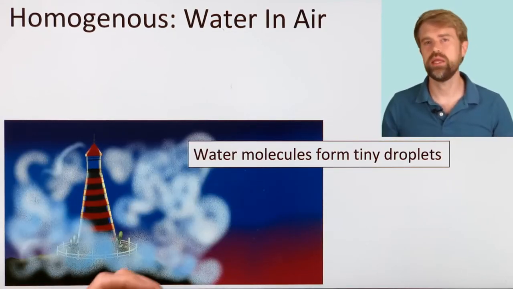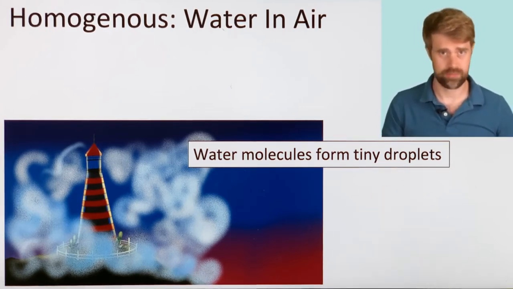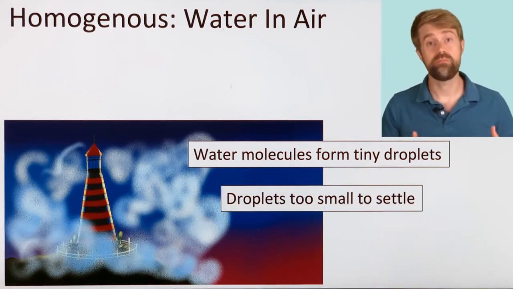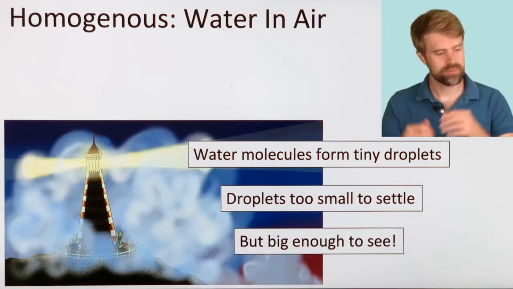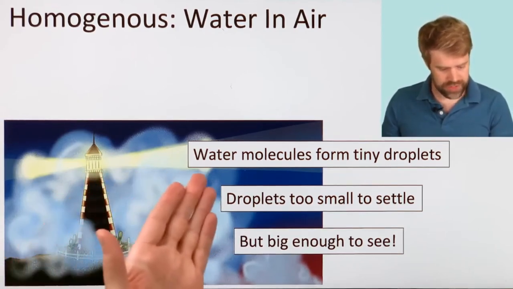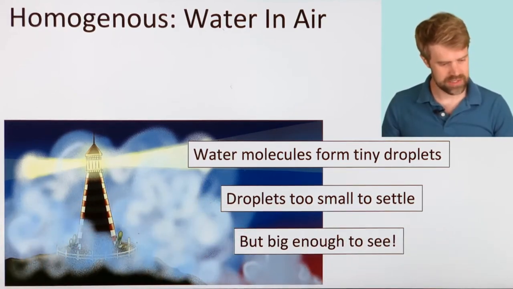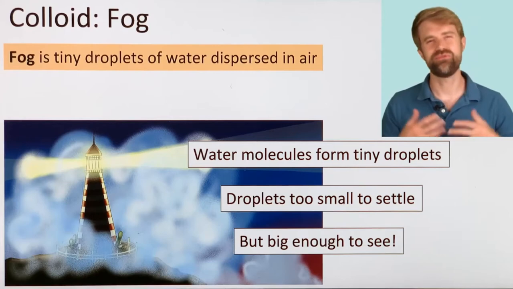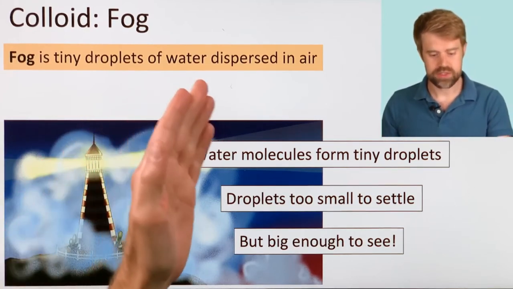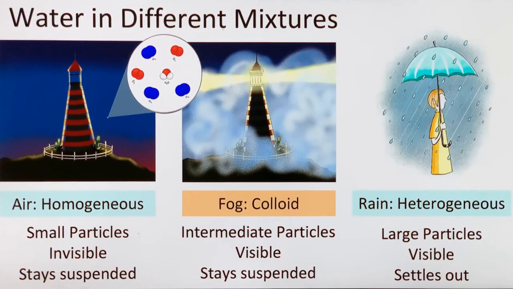But there's also an in-between. Sometimes there's just enough water in the air that tiny droplets form. Although these droplets are bigger than molecules, they're too small to settle. They just float there. But they're big enough to start reflecting light, just like this, so you can see this. When this happens, you get something called fog. Fog is a colloid. It's made of very tiny drops of water dispersed or spread out in the air. So that's what we mean when we say that colloids fall between homogeneous mixtures and heterogeneous.